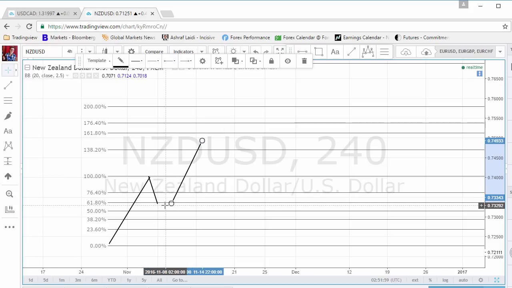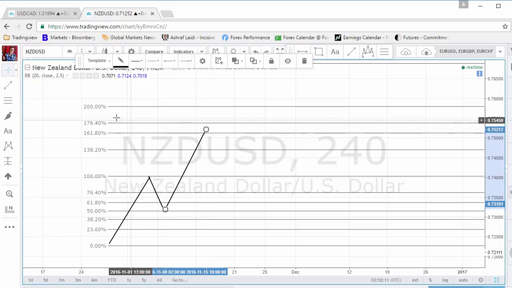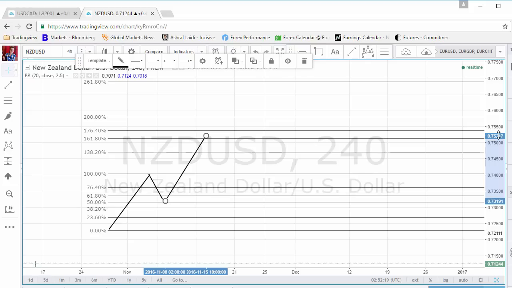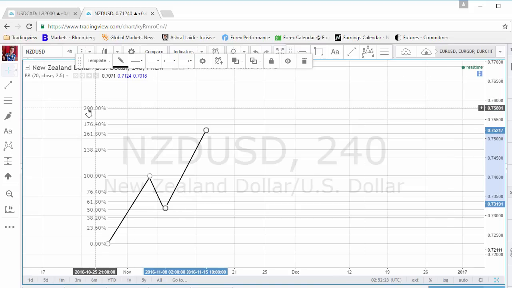And then once the C retracement has formed, let's say we get a 50% retracement here, then we wait for this final wave to complete. And the final wave usually goes to 161.8, 176.4, or the 200. And there's even one above that, 261.8, you can see here. But again, we don't trade blindly off of those levels.